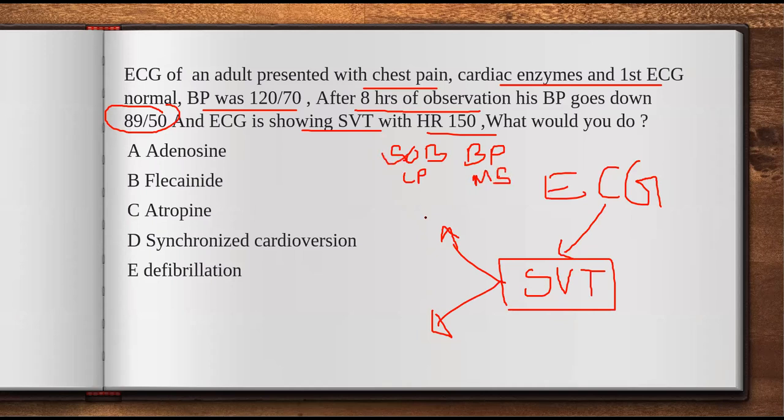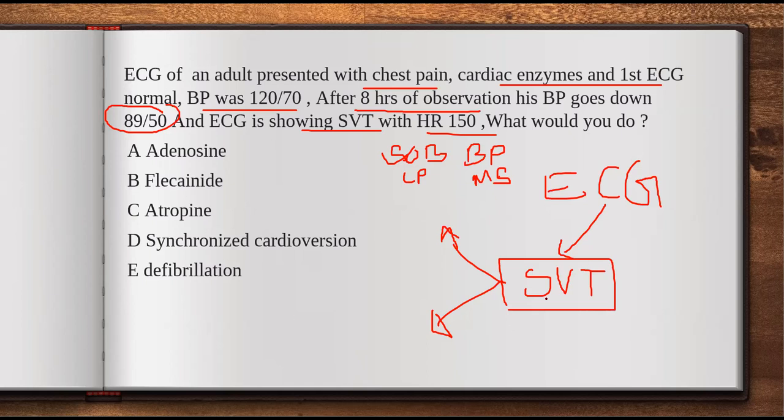For a vitally stable patient with SVT, the initial treatment will be starting with the vagal maneuver. You can try carotid massage, you can try immersion of the face in cold water, or any vasovagal stimulation or vagal maneuver. Whatever it is, you can do that. If that doesn't help, then we go for pharmacological treatment with adenosine, or sometimes you can even try a calcium channel blocker like verapamil. So mainly adenosine is given in a stable patient.